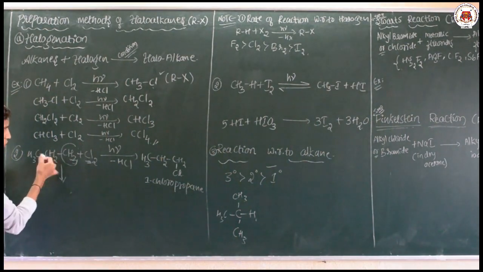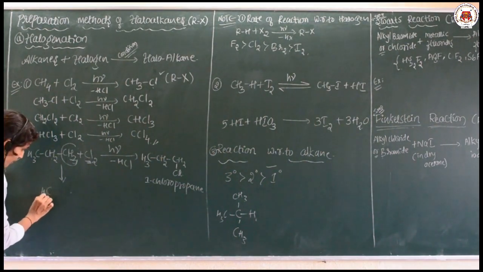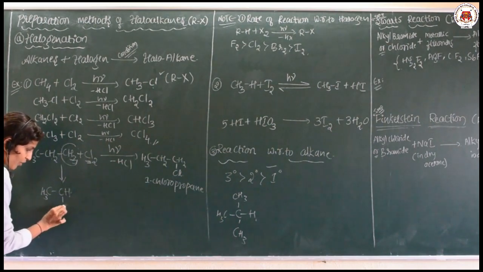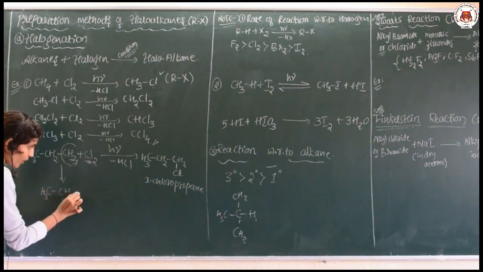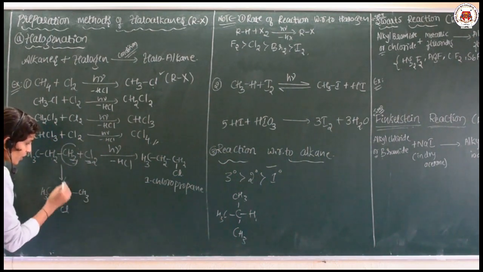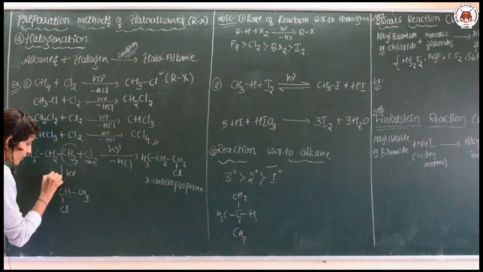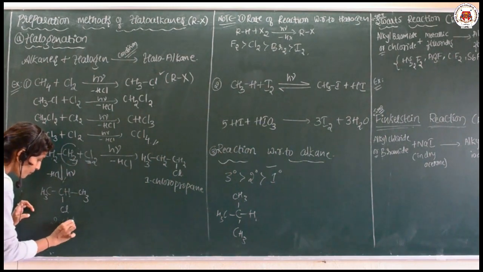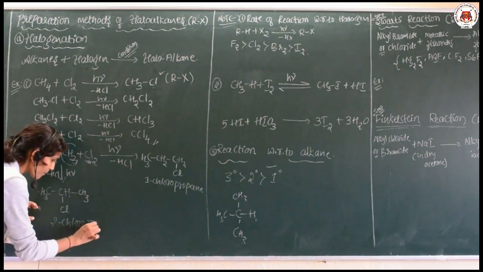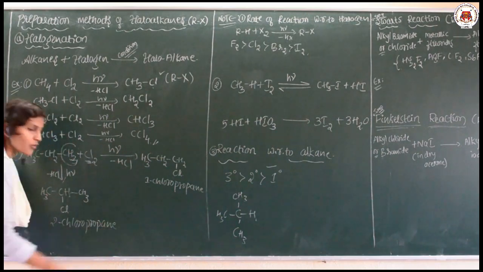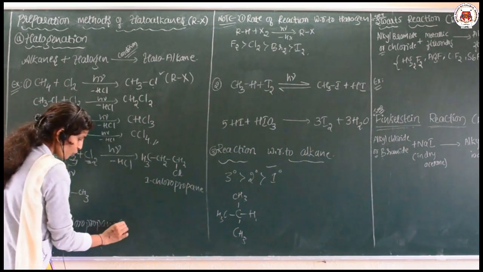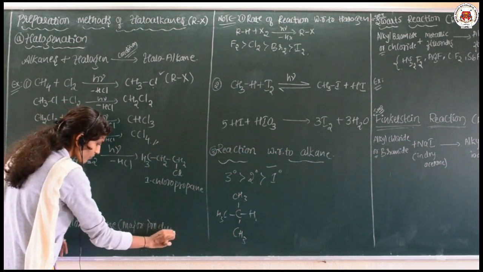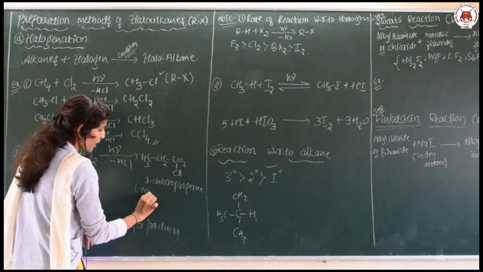Even we can remove the hydrogen from this other carbon, so that the product will be CH3CHClCH3. I have removed one hydrogen from here and attached the chlorine, and again it will be CH3, in presence of sunlight, with the release of HCl. So this is 2-chloropropane, and this 2-chloropropane is the major product, while this one is the minor product.